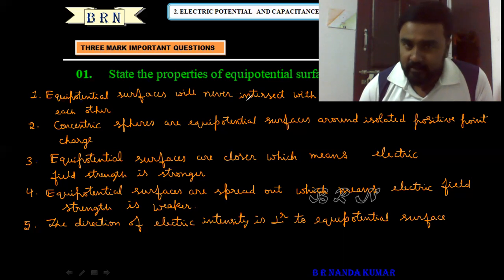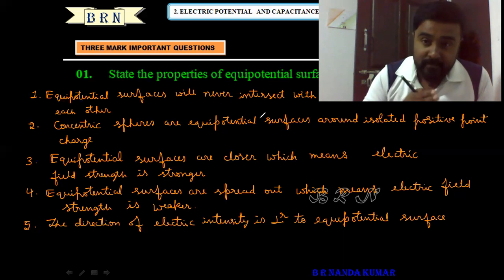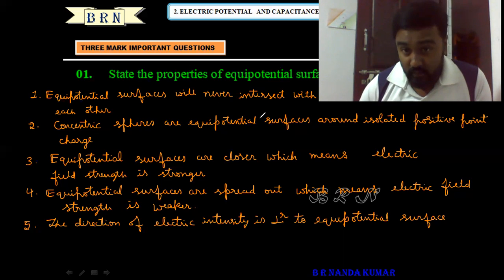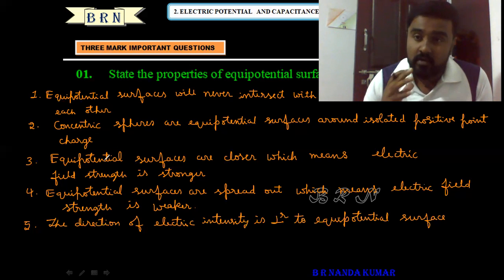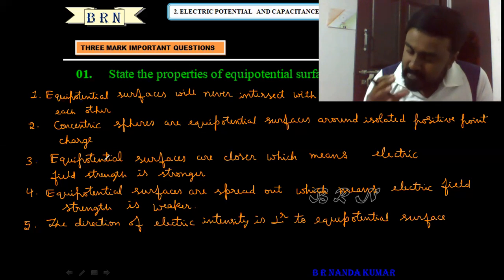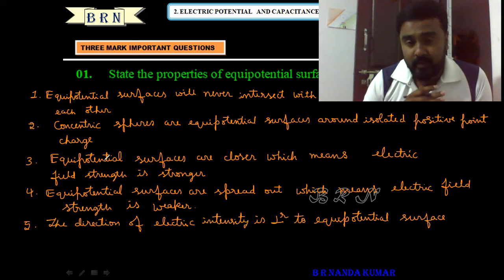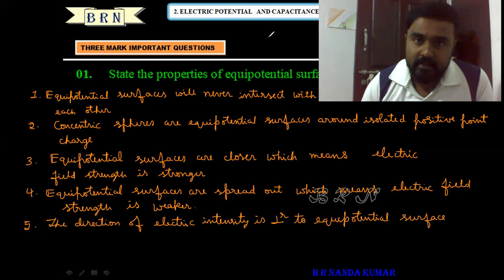Equipotential surfaces will never intersect with each other. Concentric spheres are equipotential surfaces around an isolated positive point charge, and parallel planes are equipotential surfaces in a uniform electric field. That is also a property of equipotential surfaces. Equipotential surfaces are closer, which means electric field strength is stronger. Equipotential surfaces are spread out, which means electric field strength is weaker. The direction of electric intensity is always perpendicular to the equipotential surface.